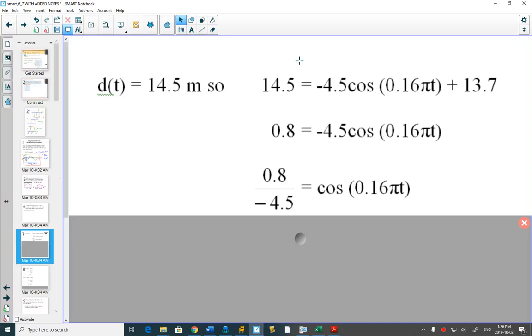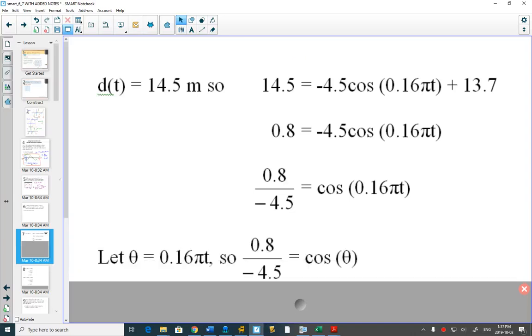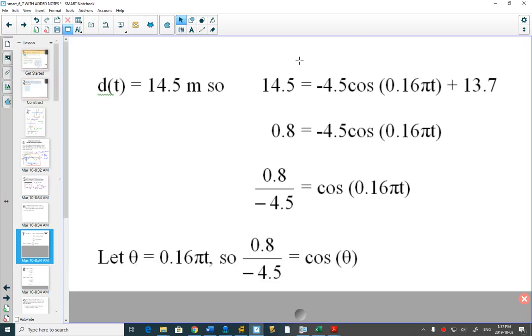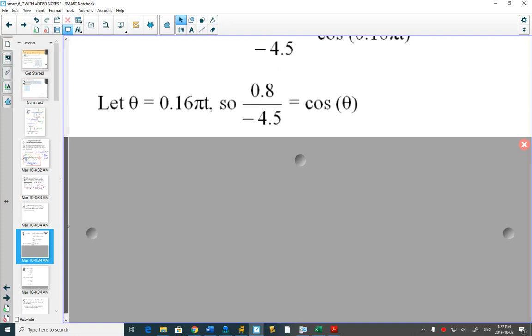So what we do in math sometimes is we do something called a substitution to make our question look easier temporarily. That substitution just looks like this. If instead of having all of this inside of cos, I'll call that theta. Theta is equal to that. Because then my question is just cos theta equals 0.8 over negative 4.5. And that looks like something I've solved before. Well, how do I solve something like that?